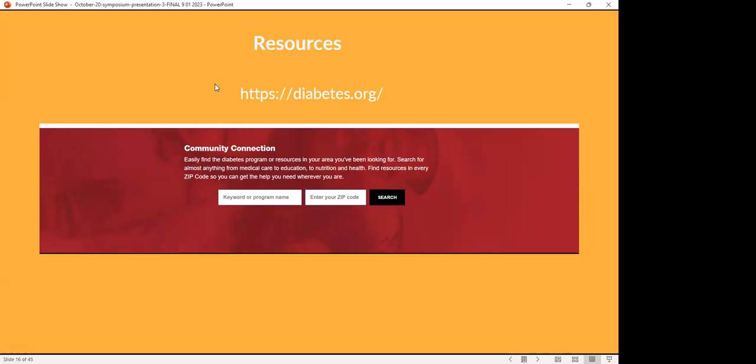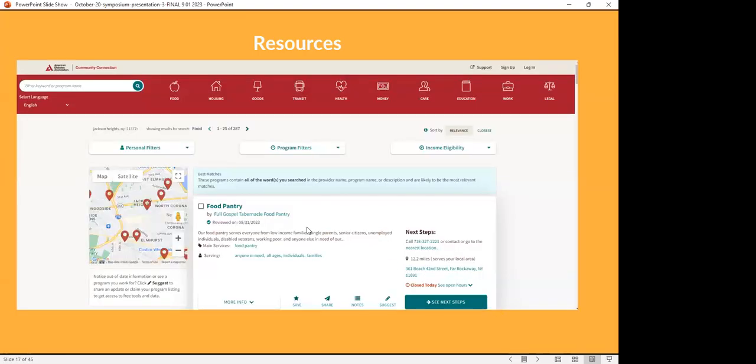And one of the resources is diabetes.org, community connection. You can go here, and if you discover that your patient responds yes to one of those two questions or both, you can enter the patient's zip code. Once you do that, you can find all of these resources that are available. So once you do that, you can click where it says here.